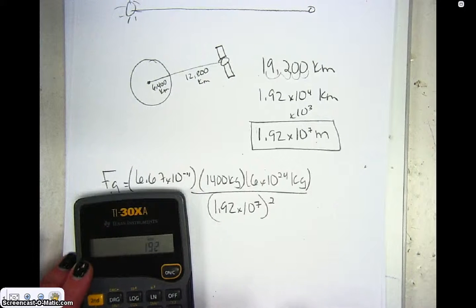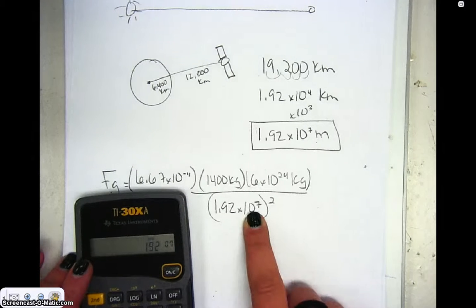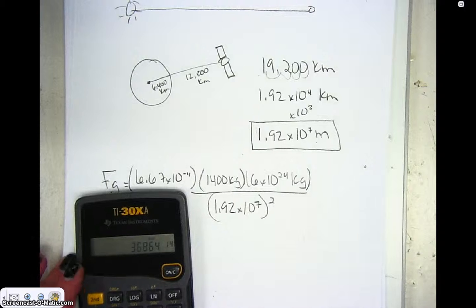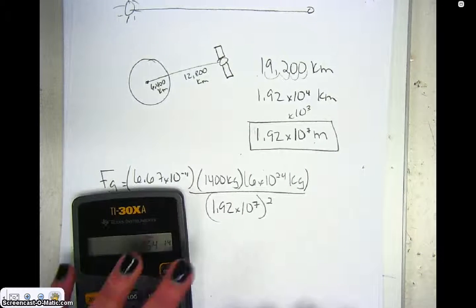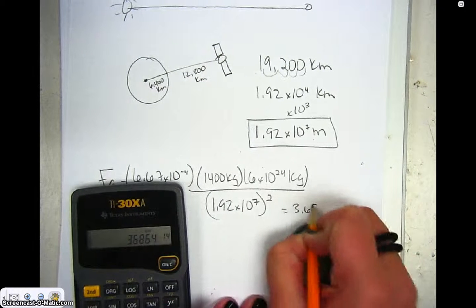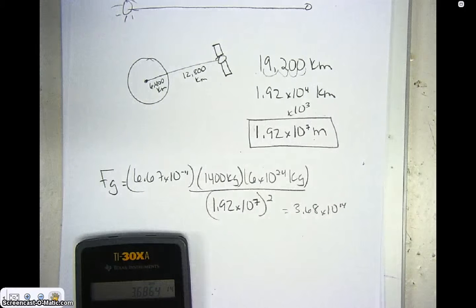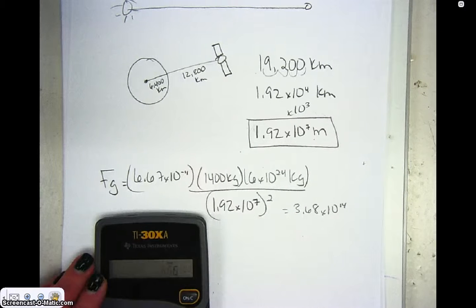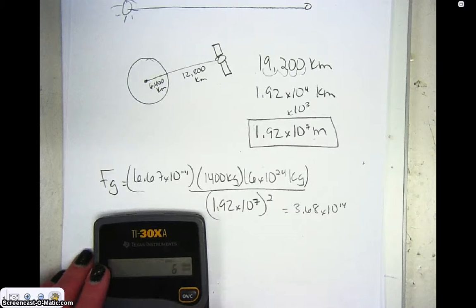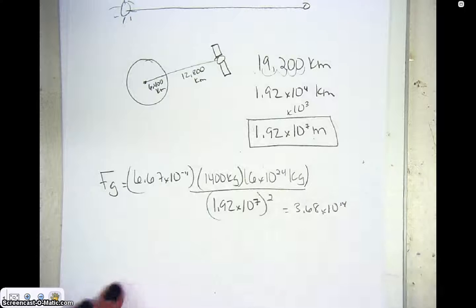So the first thing I'm going to do is take this number and square it. For that, I get 3.68 times 10 to the 14th. Now I can easily plug in all these numbers and not worry about when my square comes before or after, or if I need parentheses or anything like that. So I just take 6.7 e to the negative 11th times 1400 times 6 e to the 24th divided by 3.68 e to the 14th, which gives me about 1,523 newtons.